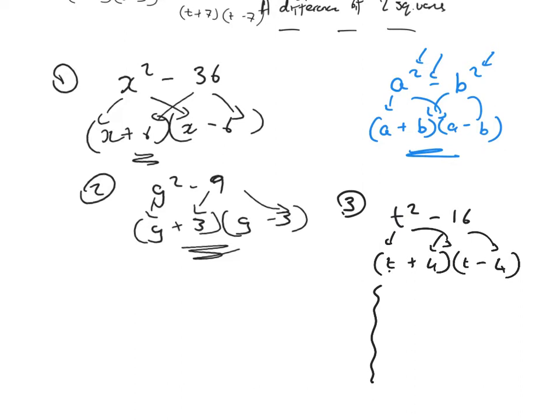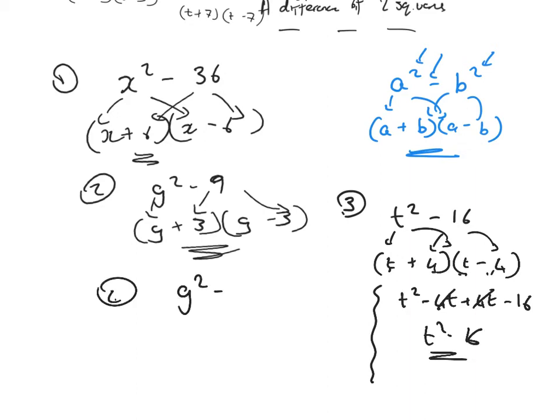First, outside, inside, last. First, t times t is t squared. Outside, t times minus 4 is minus 4t. Inside, 4 times t is 4t. And then last, 4 times minus 4 is minus 16. The two cancel out, and it does leave me with t squared minus 16. So that method is definitely working for me.